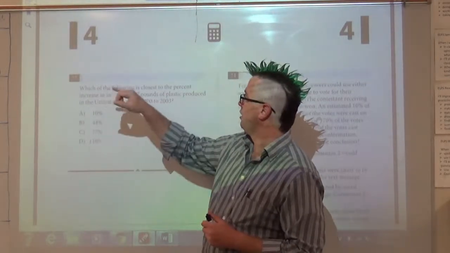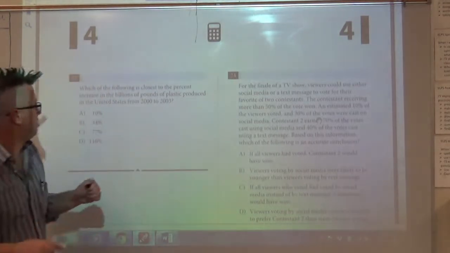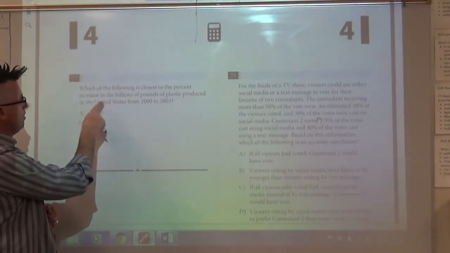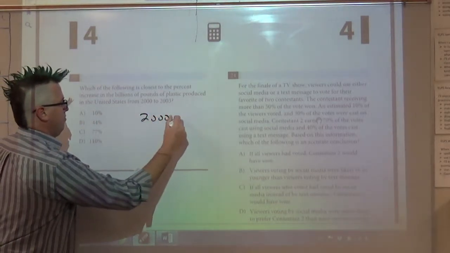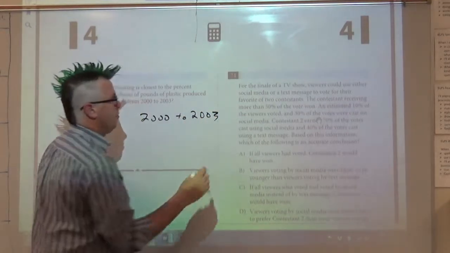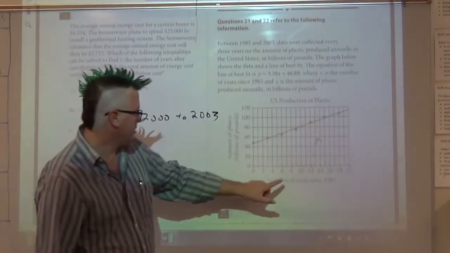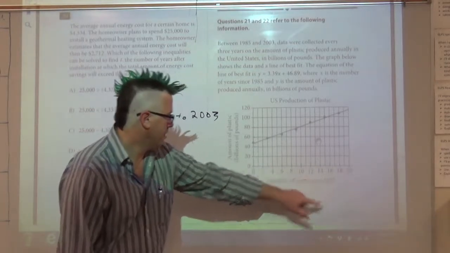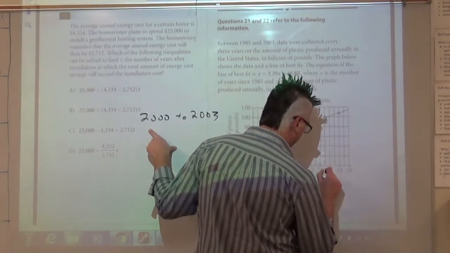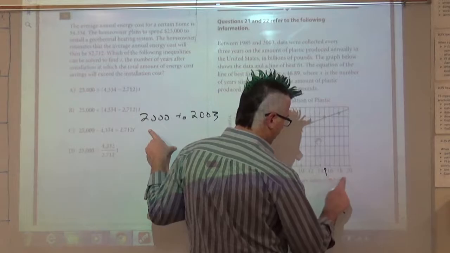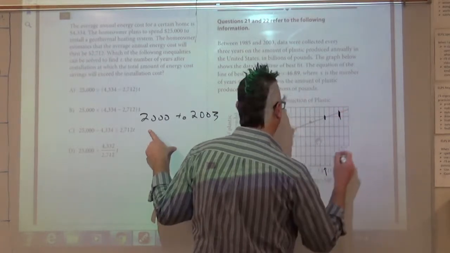Calculator section. And last time we finished question 21, so we're going to go to 22. 22 says, which of the following is closest to the percent increase in the billions of pounds of plastic produced in the U.S. from 2000 to 2003? So we got to go back and look at the graph. And it says number of years since 85. So from 85 to 2000 is 15 years. So we're looking at here. And we're going to here. So they want to know from here to here.